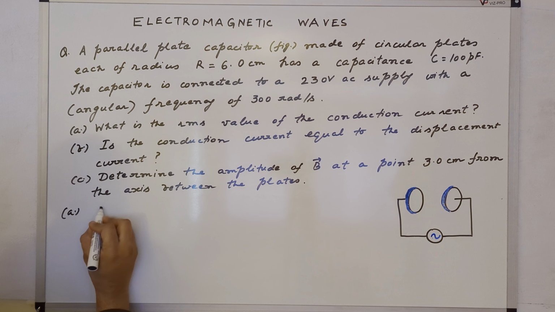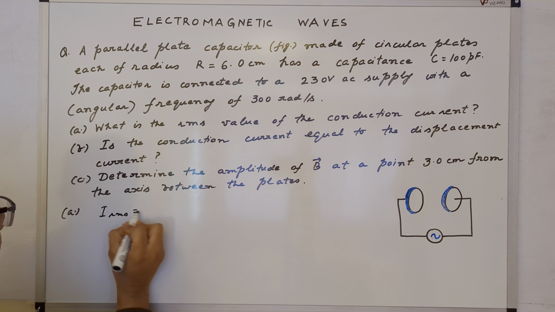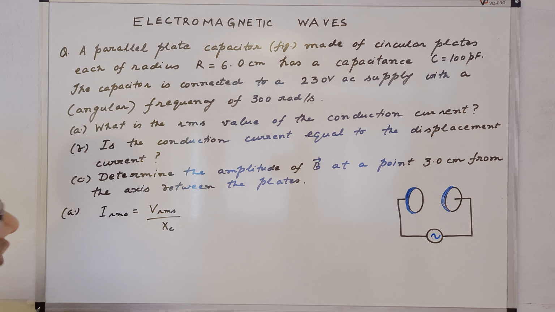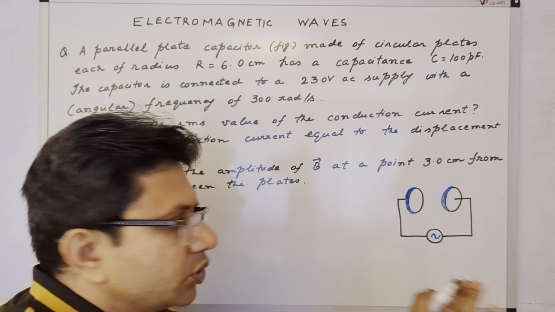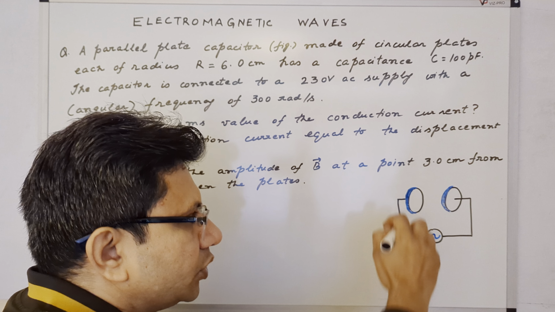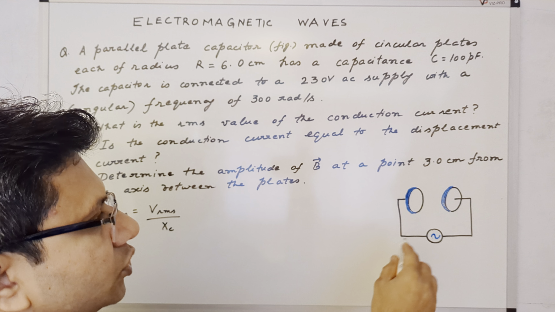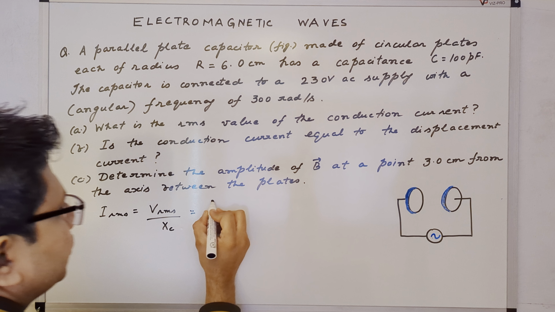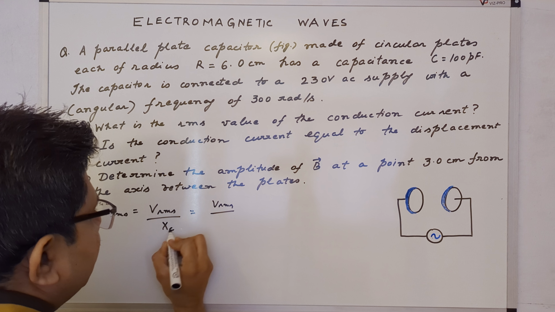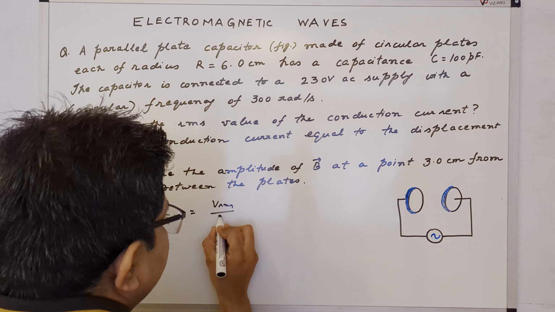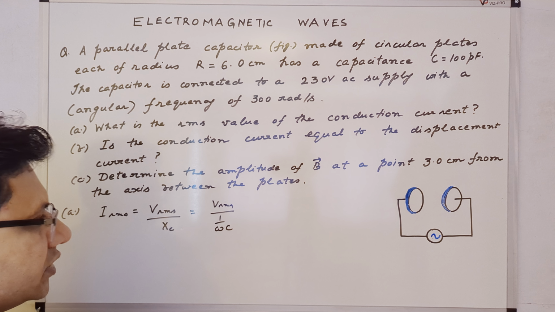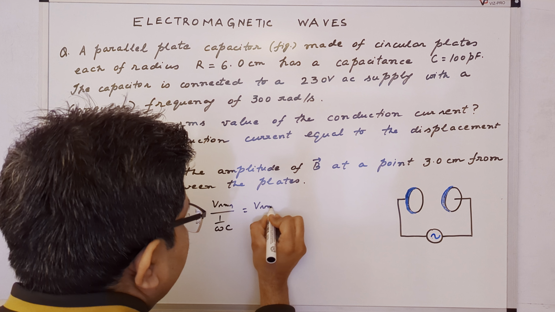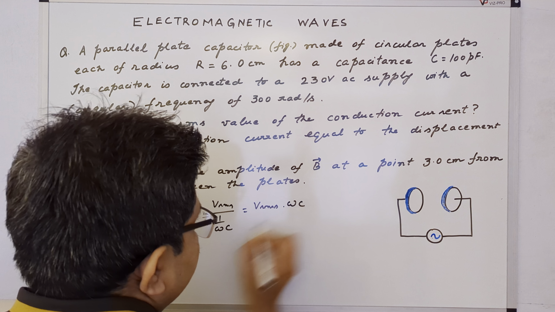We know that the RMS value of current is equal to RMS voltage upon the capacitive reactance. Since there is no resistance or inductance in this particular circuit, only the pure capacitor is given, that's why we have to use the capacitive reactance here. Vrms upon X_C, where the capacitive reactance is 1 upon omega C, with omega the angular frequency and C the capacitance. So this comes out to be Vrms into omega C.